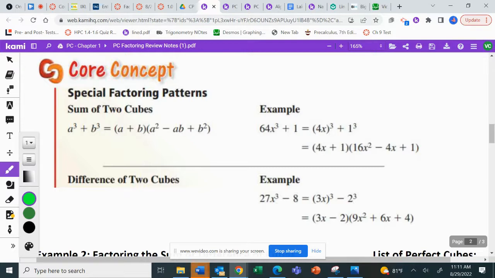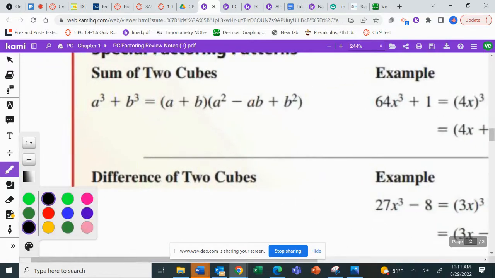But the sum of two cubes has a formula that you memorize and you just plug stuff in. Okay? It's a memorizing formula. You just plug stuff in. Difference of cubes is going to be the exact same formula. Or there is another formula that you could memorize, but it's really up to you. But it is exactly the same formula.